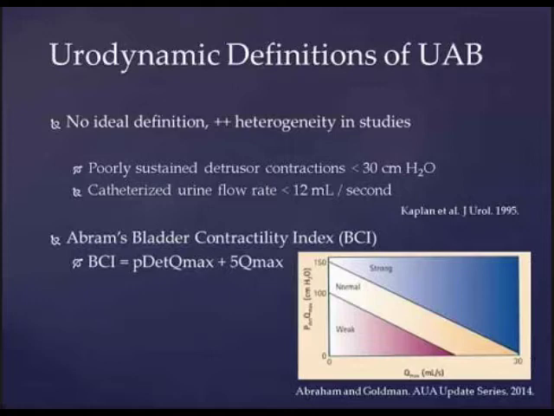Abrams Bladder Contractility Index, this seems to be the easiest of these algorithms to wrap your head around. It's basically just the detrusor pressure at the maximum flow rate plus 5 times the maximum flow rate. And I put in this little chart here. If you're less than 100 on that calculation, you classify as having weak detrusor muscles. If you're between 100 and 150, normal. And above 150, you have strong detrusor muscles. So hopefully we're all above 150.